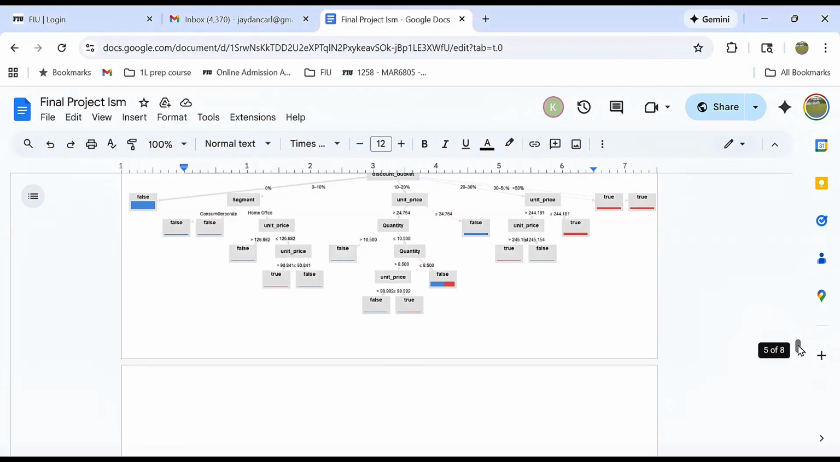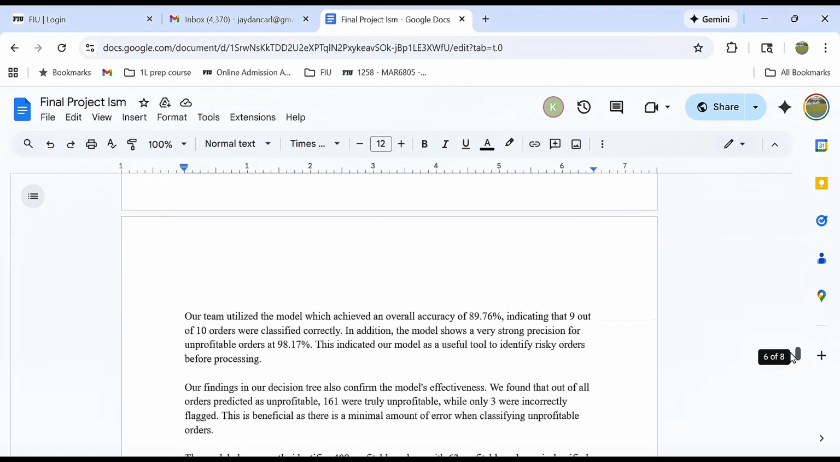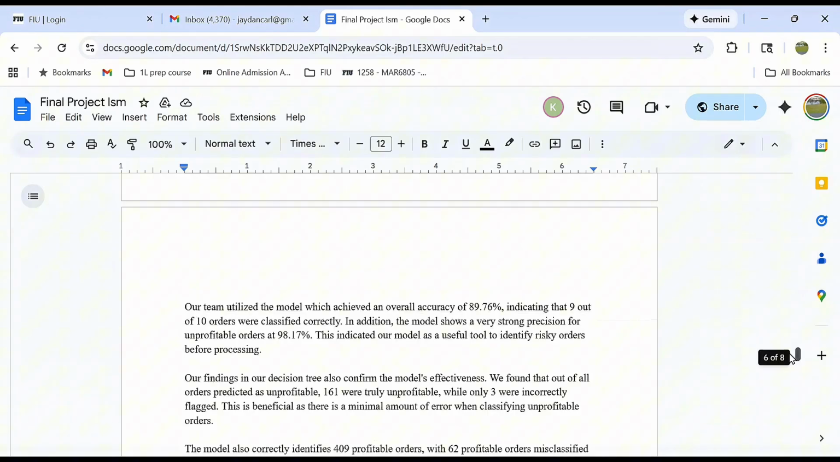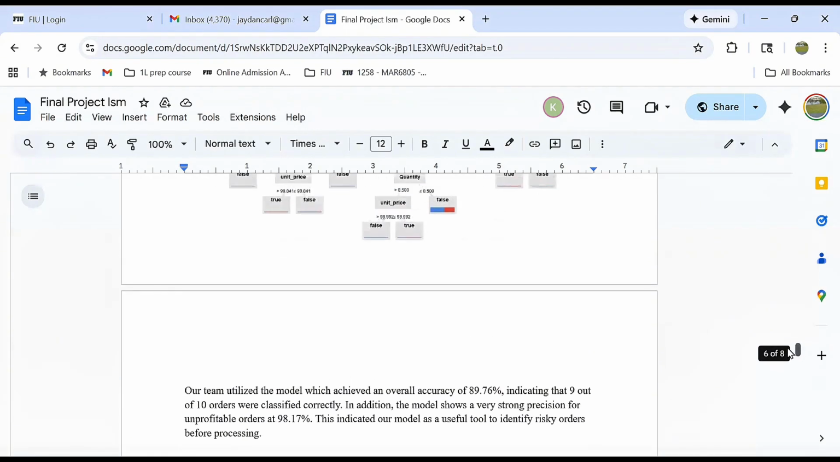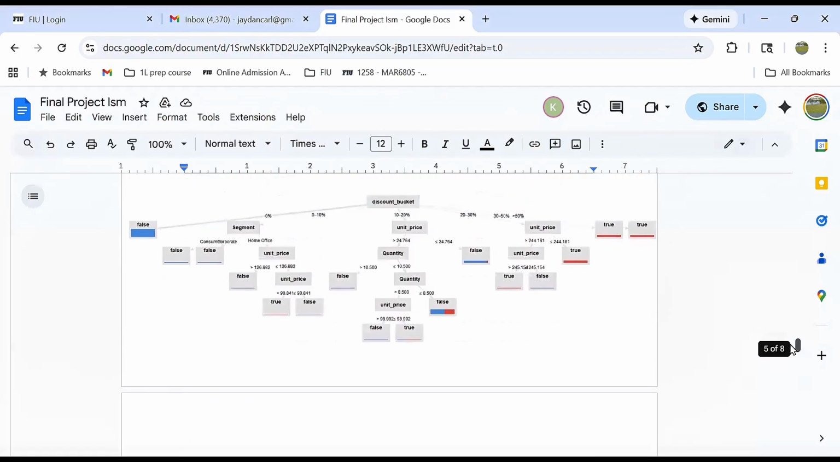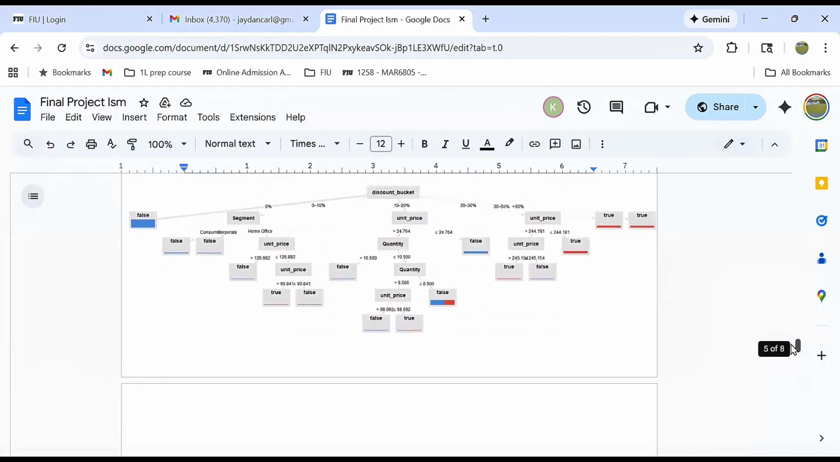And then, of course, in our analysis, we applied a decision tree to determine whether a new order is likely to be unprofitable. The model evaluated several key order and customer characteristics, including discount buckets and product category, quantity, customer segment, unit price, and shipping time. By analyzing these factors together, the model helps identify risky transactions before they are processed, allowing the business to take preventative action and reduce potential losses. In terms of performance, the model produced strong results.